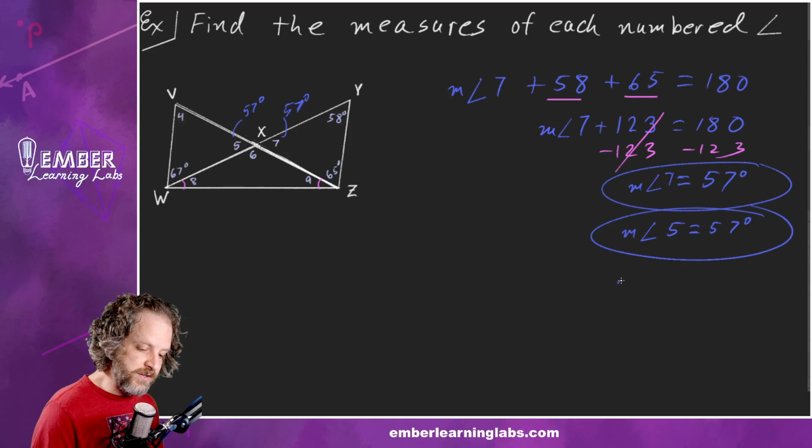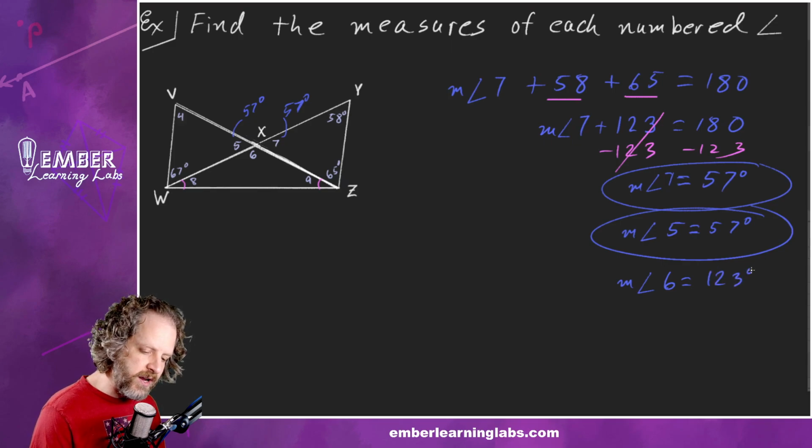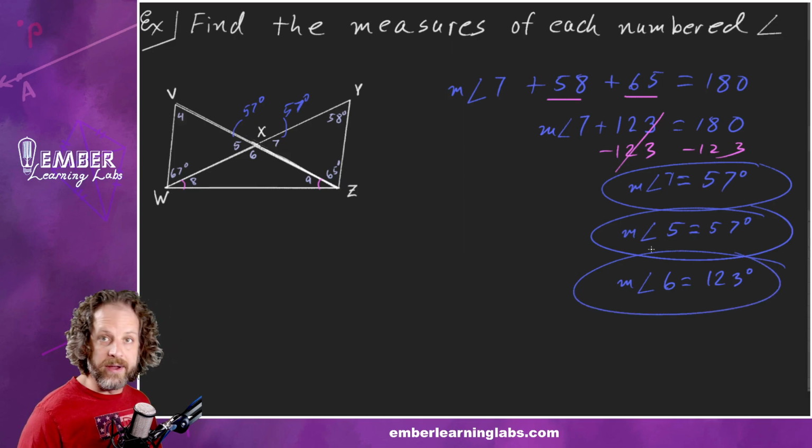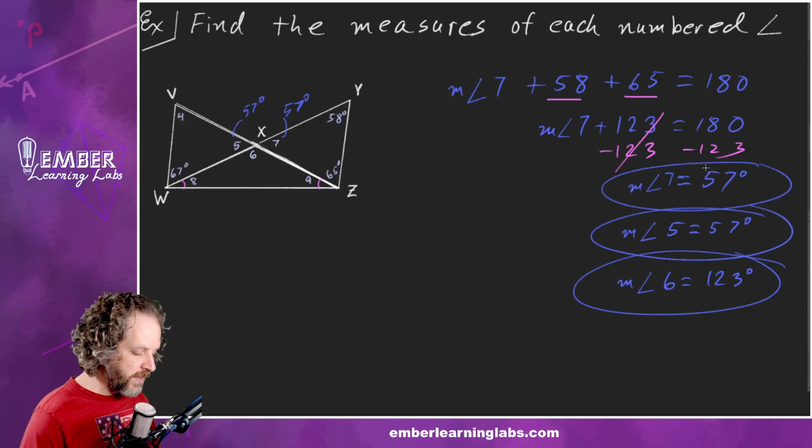So we can just rewind the tape and figure out that the measure of angle 6 is 123 degrees, right? There we go. So we just rewound back up to here, right? So that's that one. Now, the measures of angle 8 and 9.